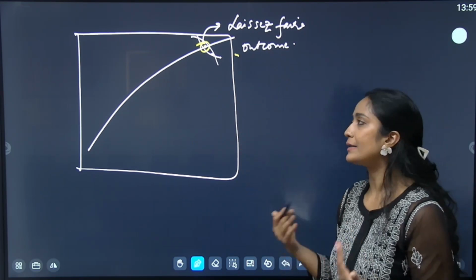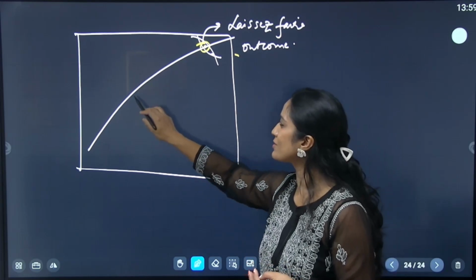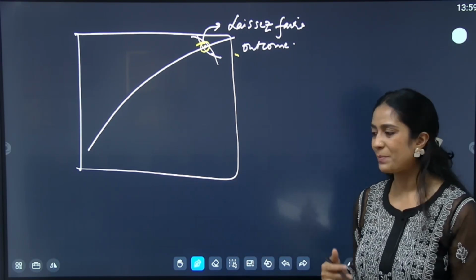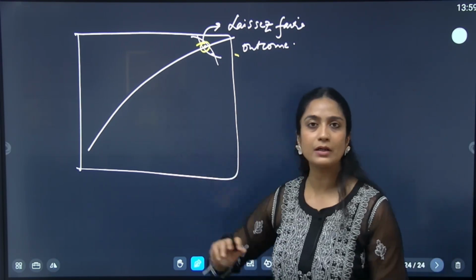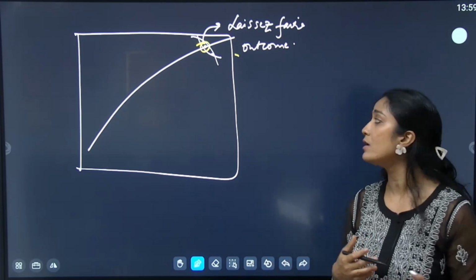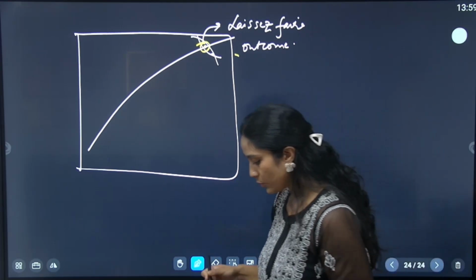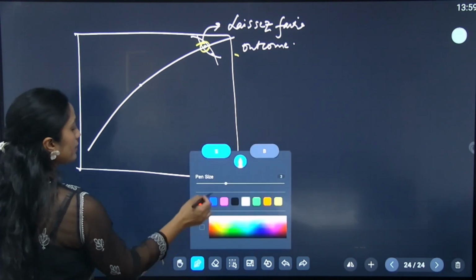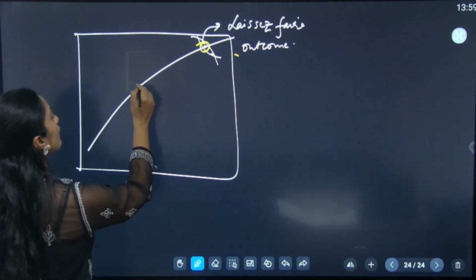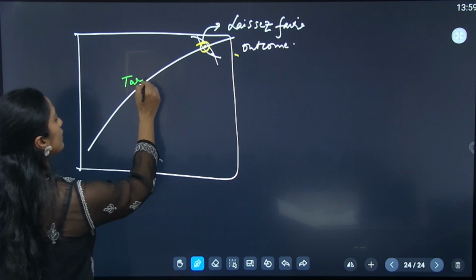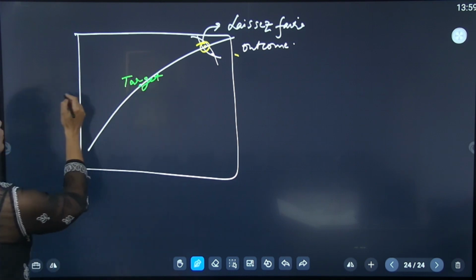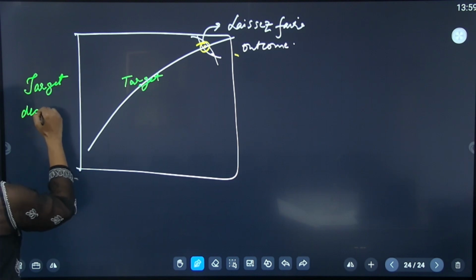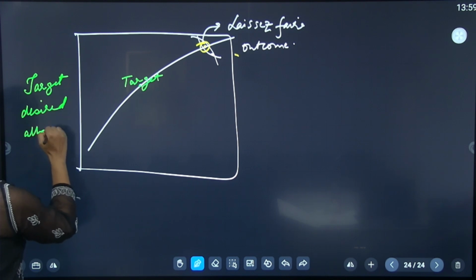Okay? But we know that an allocation somewhere here, right, will be more desirable. है ना? हमको ये पता है कि कहीं इधर पे ज़्यादा मतलब it will be more fair, it will be fairer, it will be more equitable. ठीक है? So suppose let us define this point. This is the point where, let's call it target, and this is the point where we want to reach. So target is the desired allocation.